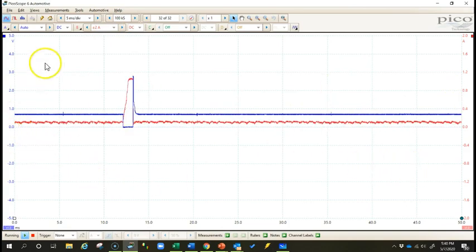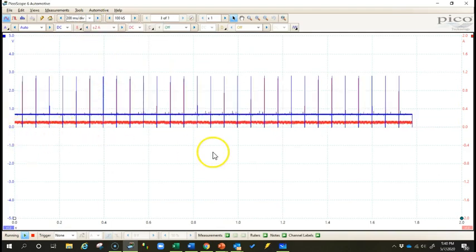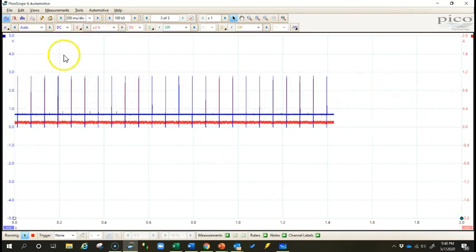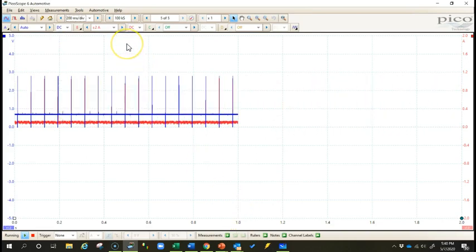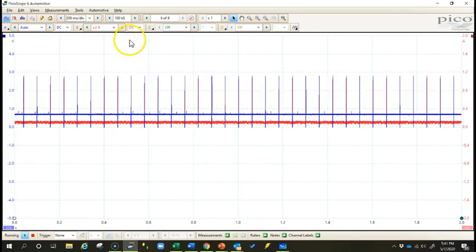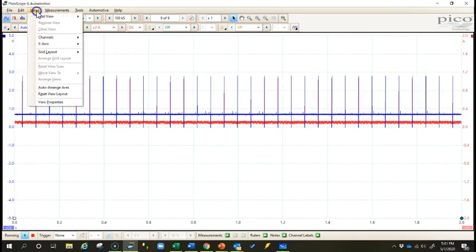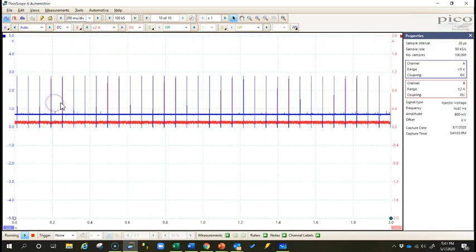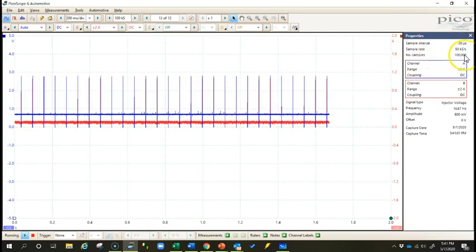In order to make this easier to understand, let's change the time base to 200 milliseconds per division, which will give me 2 seconds across the screen. So now I have 100,000 samples on the screen divided over 2 seconds, so my sample rate is 50,000 samples per second. Now, if you want to be able to view this, come up here to Views and click on View Properties, and it will open up this window over here on the right that shows us both our number of samples and our sample rate.